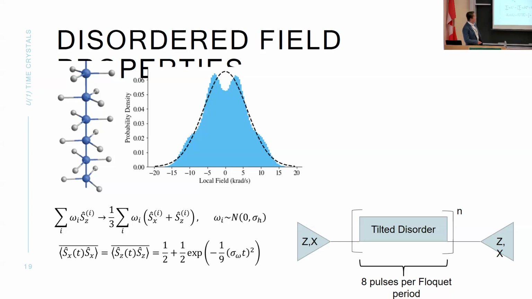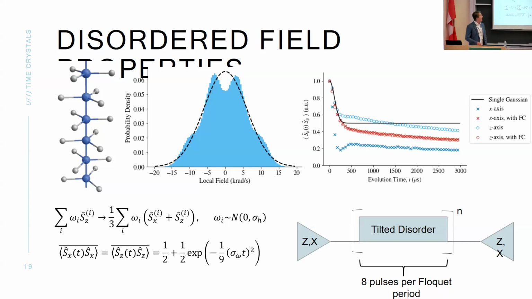Essentially, we should just see a Gaussian with an asymptote. And if we do this in the lab without being too clever, what we find is that the X and the Z quadrature measurements do not agree. So we took some time and understood that our pulses were short. We had some Hamiltonian drift. We had some phase transients.